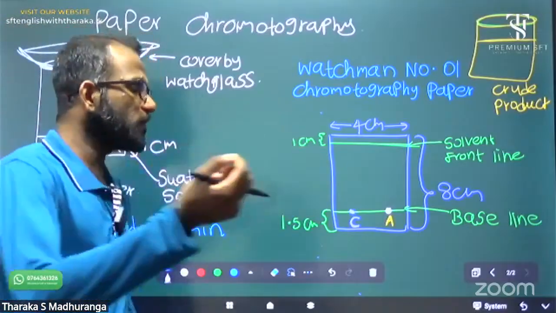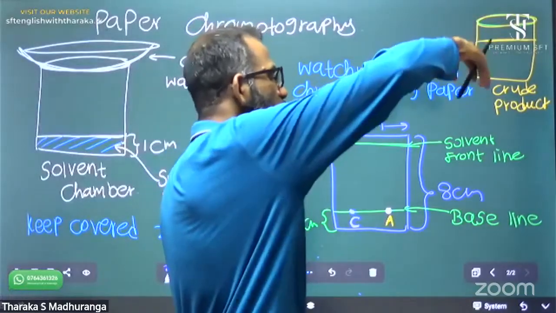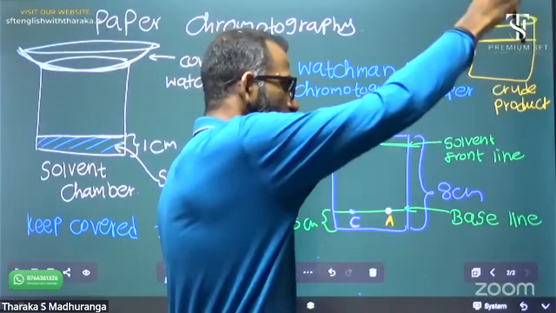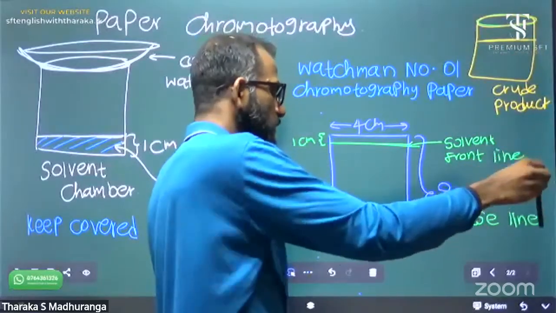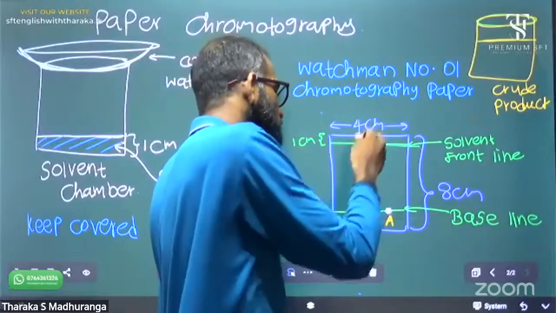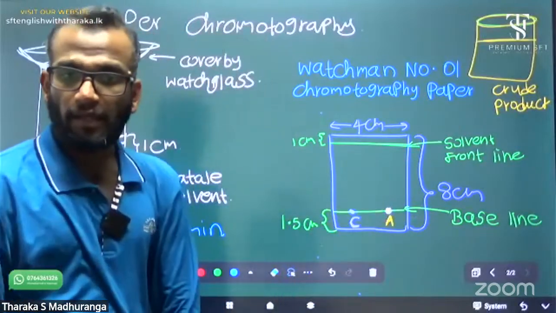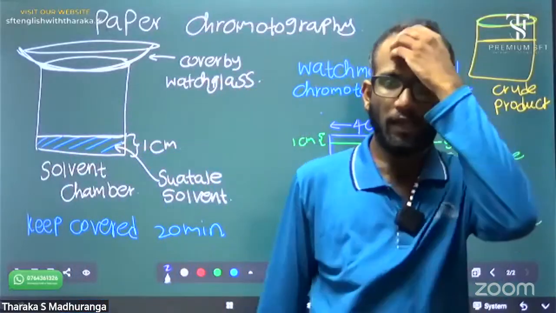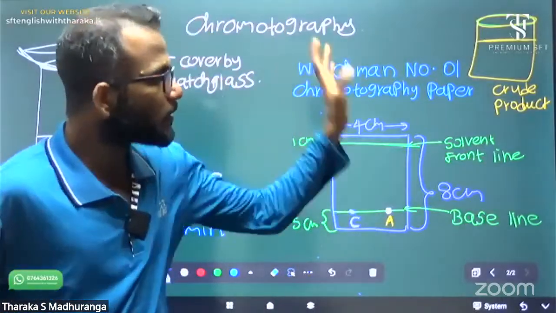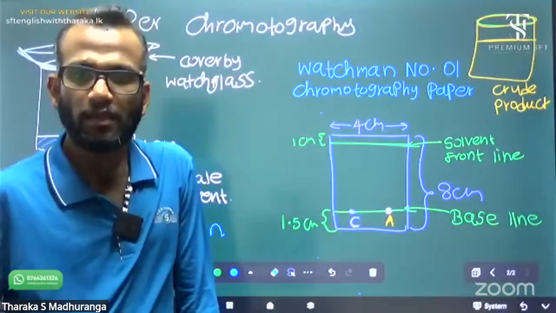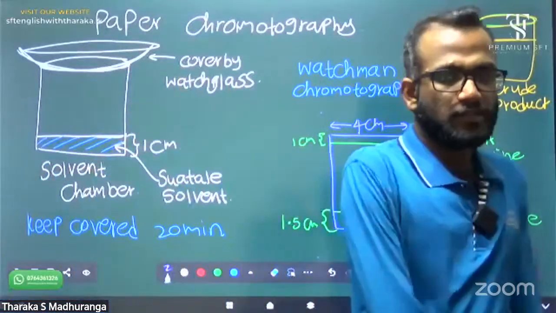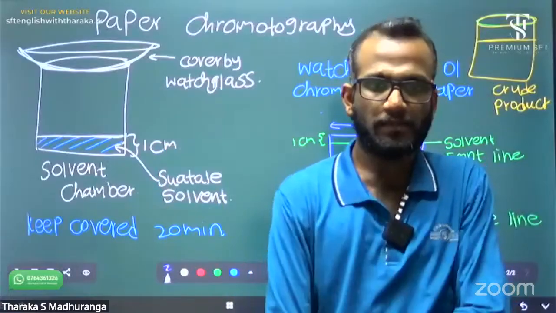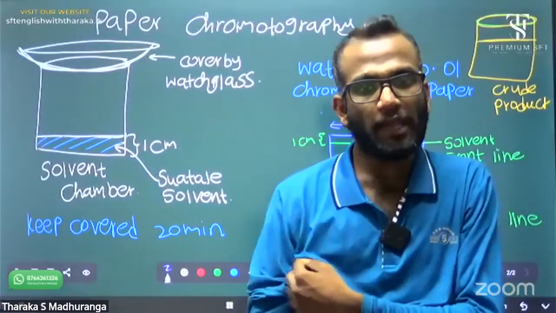Taking a drop using the same glass rod after washing it, the control sample, the required purified sample, we also have to place on the baseline. And we have to label them. Now the chromatography paper is ready. And the solvent chamber is also ready after 20 minutes.